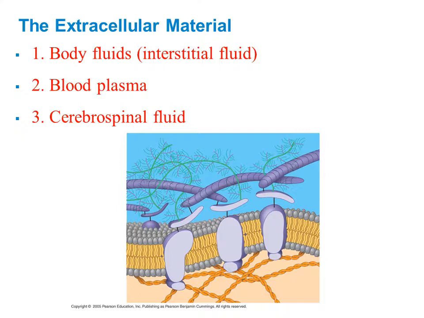Number 3, the cerebral spinal fluid. A neuronal cell, the membrane of it is surrounded by cerebral spinal fluid. So as I stated in the beginning, different cells will be bathed in different types of solutions: interstitial fluid, blood plasma, or cerebral spinal fluid, depending on the cell type.